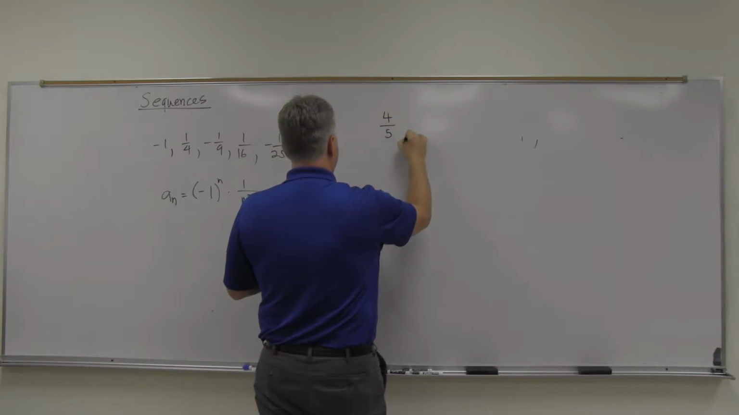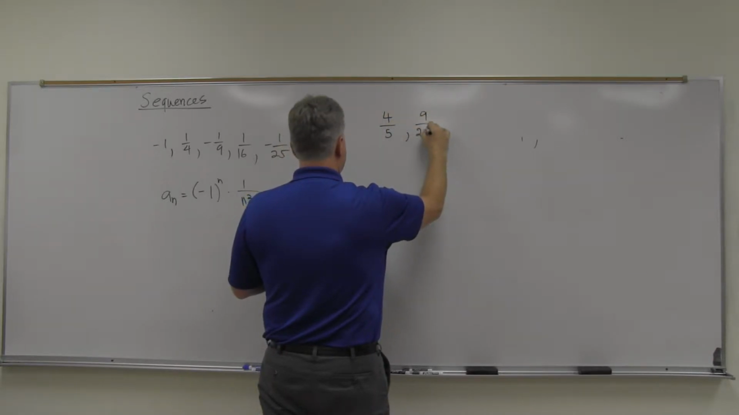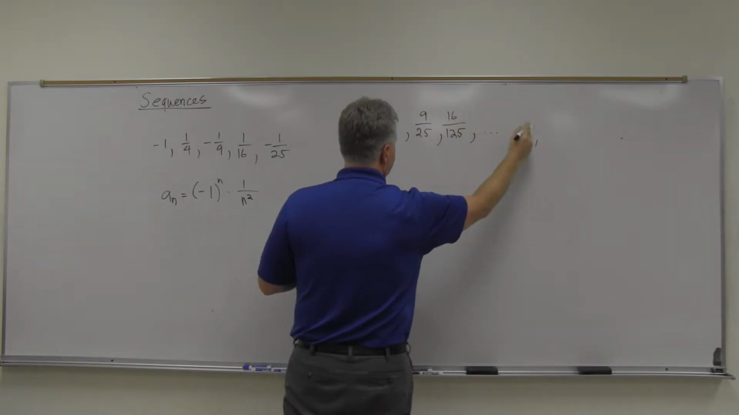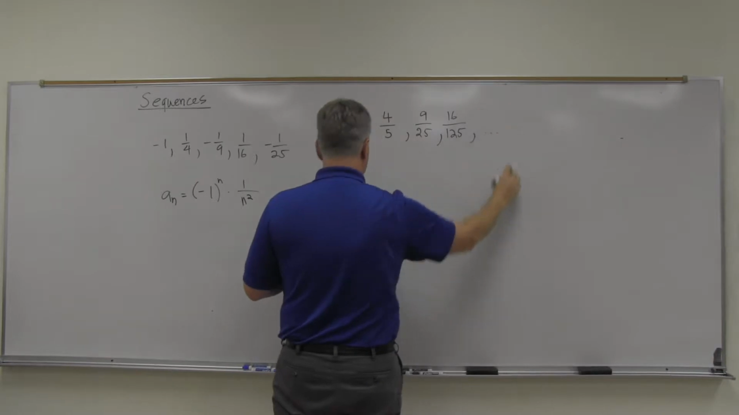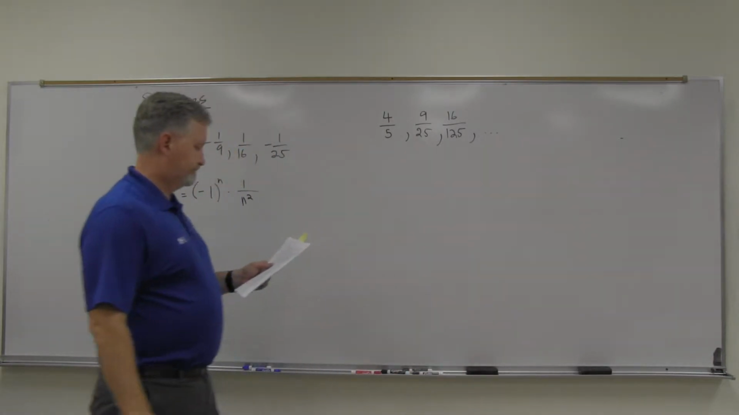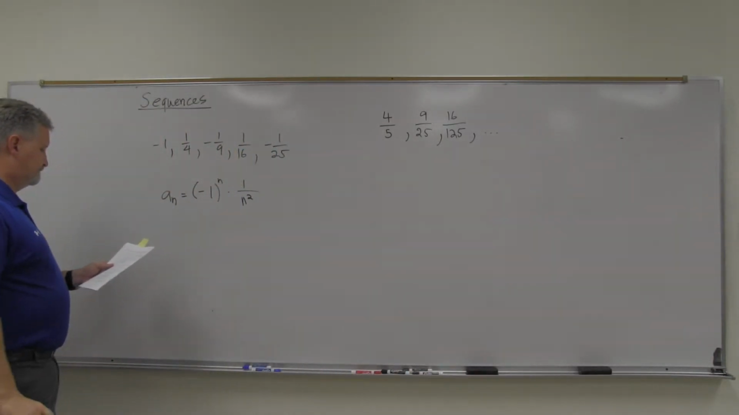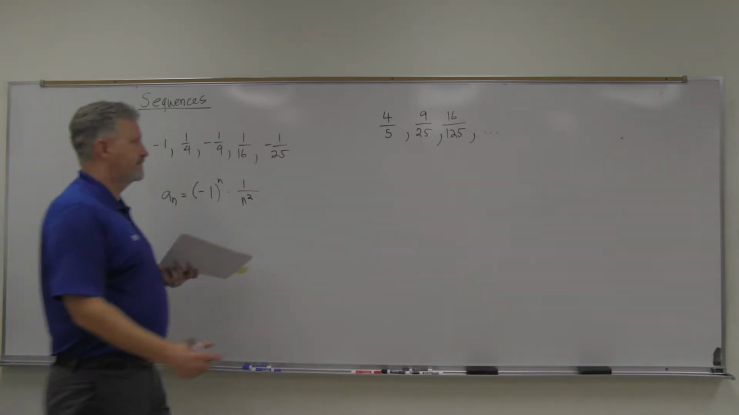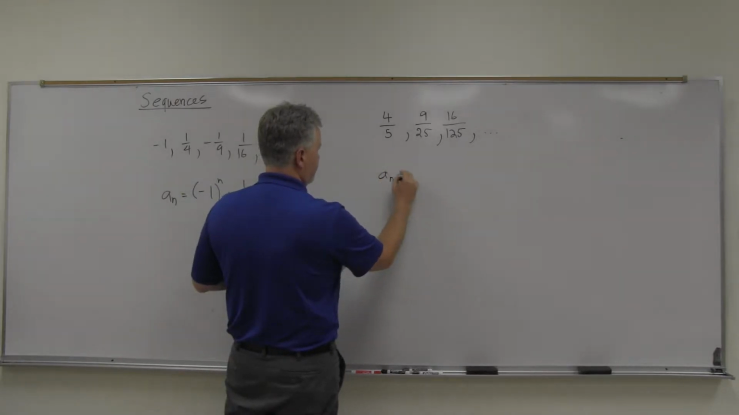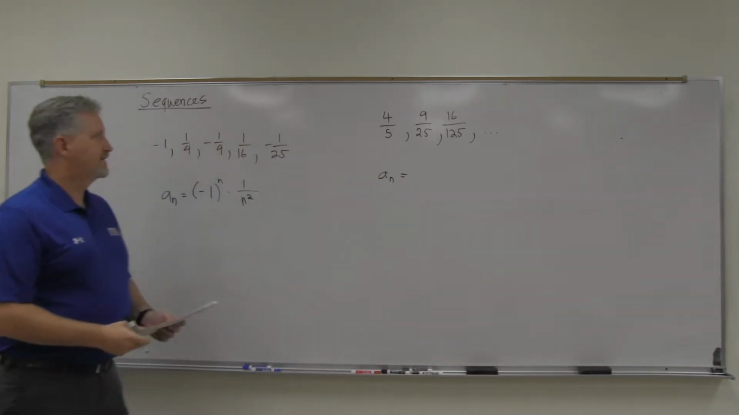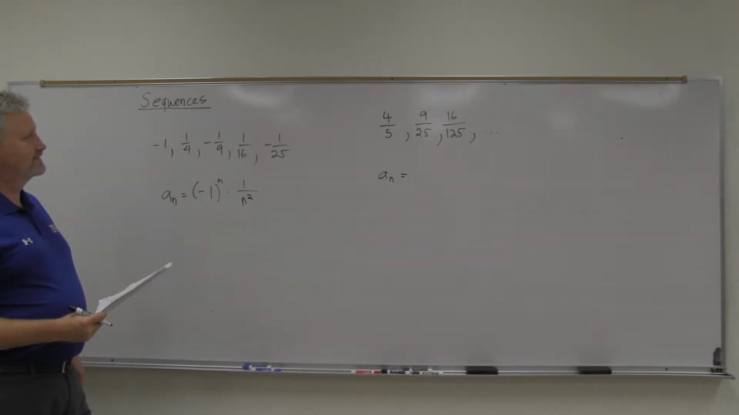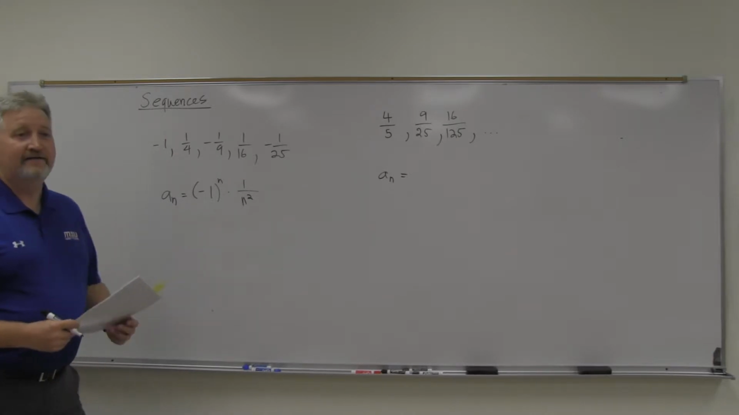All right, so what about this? 4/5, 9/25, 16 over 125. No alternating sign, so we don't have to do the -1 to the nth thing. But what do you got on the top there? n+1 squared. We got the squares again, don't we?